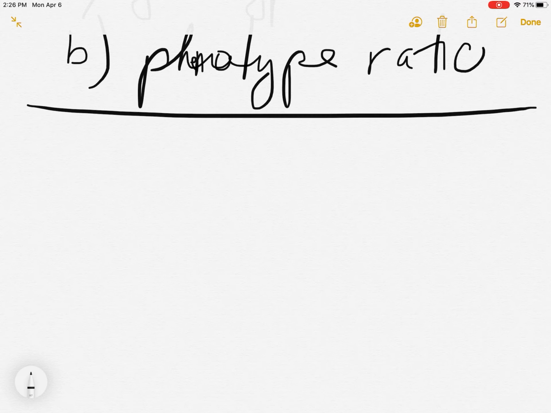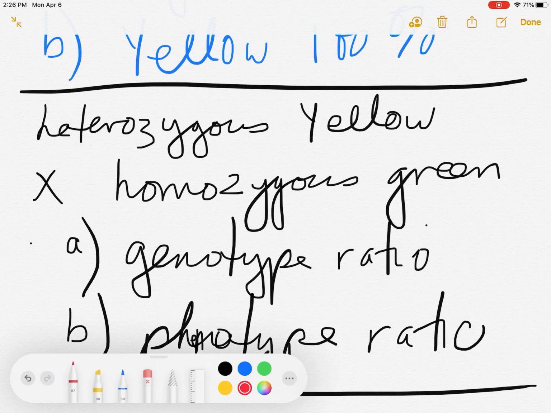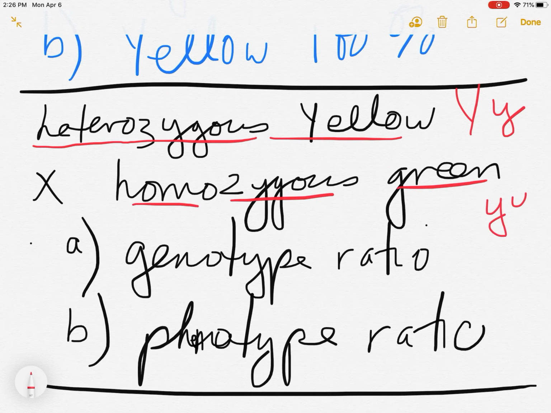Okay, part A. Well, the first step. Go back to the question. What does it mean? Heterozygous yellow means one of each. It's yellow because of the dominant allele, but it has two different alleles. And homozygous green means it has to have two of the same, and they have to be the recessive allele for green, because yellow is the dominant trait.